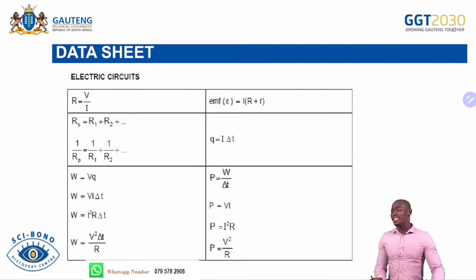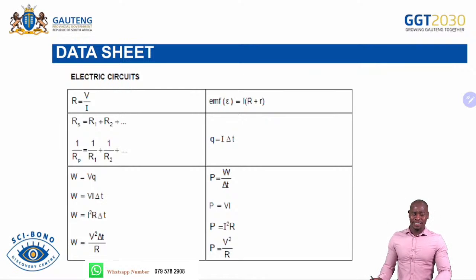But then, if they say define internal resistance, remember what is resistance? Resistance is the opposition of the flow of current. So when you define internal resistance, you can say it is the opposition of flow of current in a battery. So that is how you have to define internal resistance.